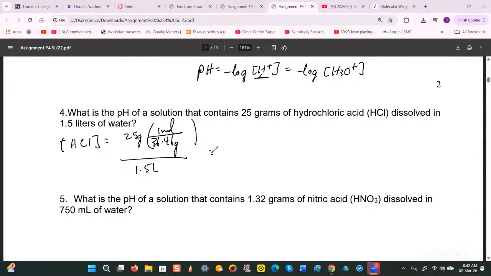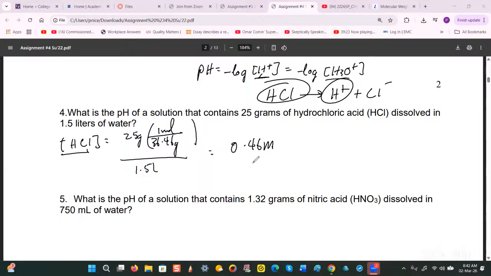And according to my calculations, and again, please check to make sure I'm doing the right calculation, this works out to be equal to 0.46 M, all right? Now, because we know that hydrochloric acid is a strong acid, we know that it undergoes complete dissociation to form H plus and Cl minus. So therefore, the concentration of H plus will be equal to the initial concentration of HCl.